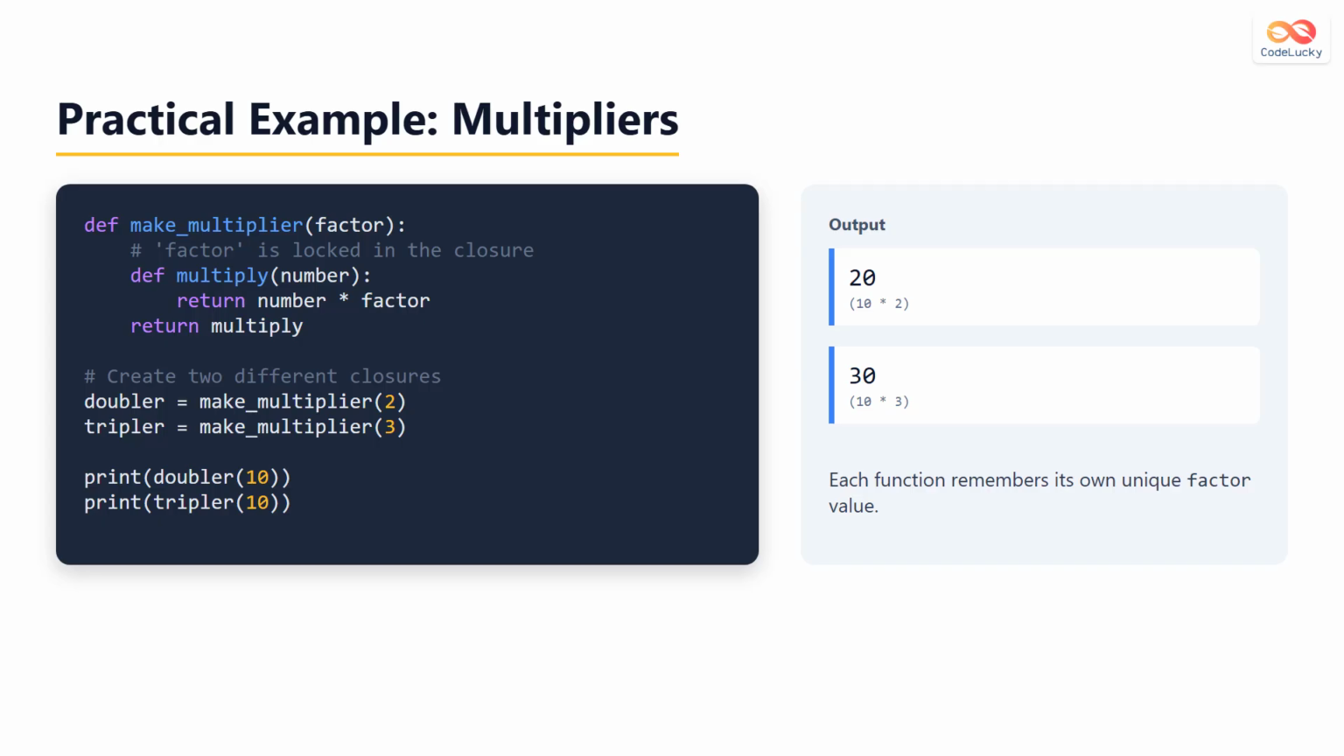Let's see a real example. Here we have a make_multiplier function. It takes a number, factor, and returns a new function that multiplies numbers by that factor. We can create a doubler that remembers the number 2 and a tripler that remembers the number 3. They are the same function logic, but they carry different memories.